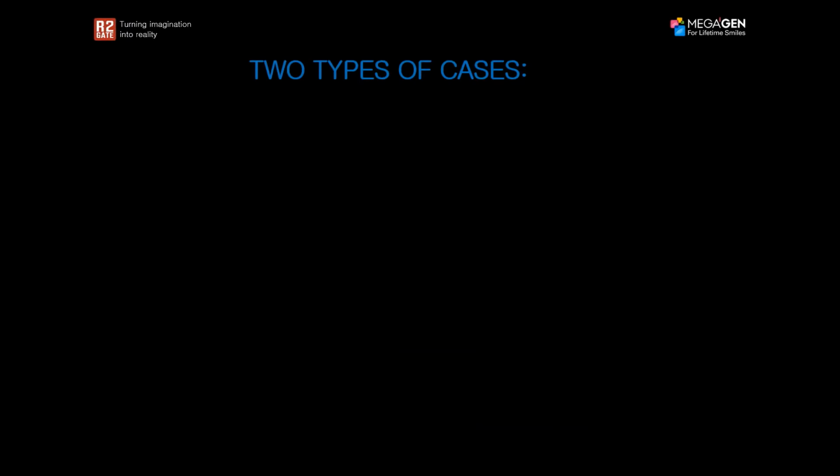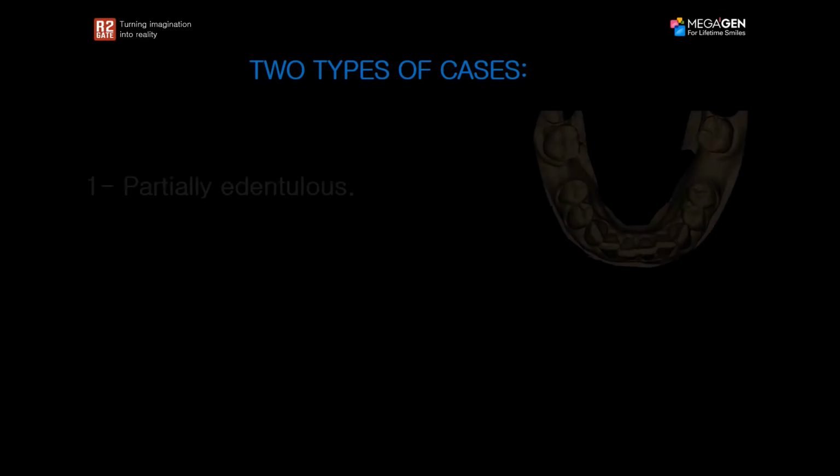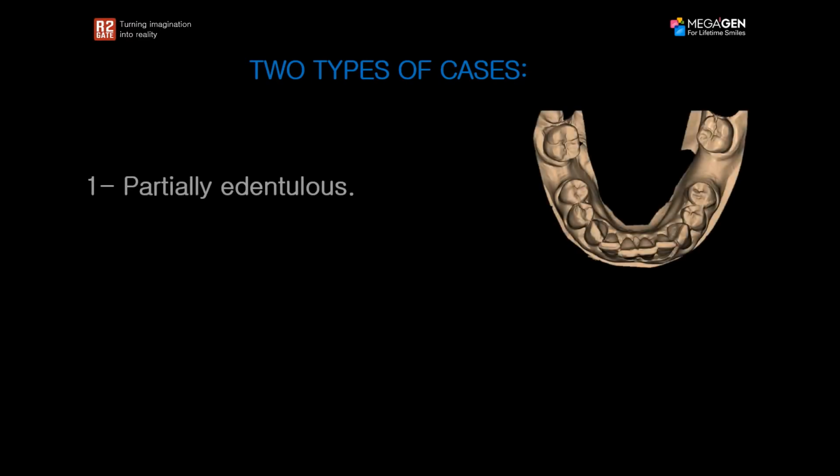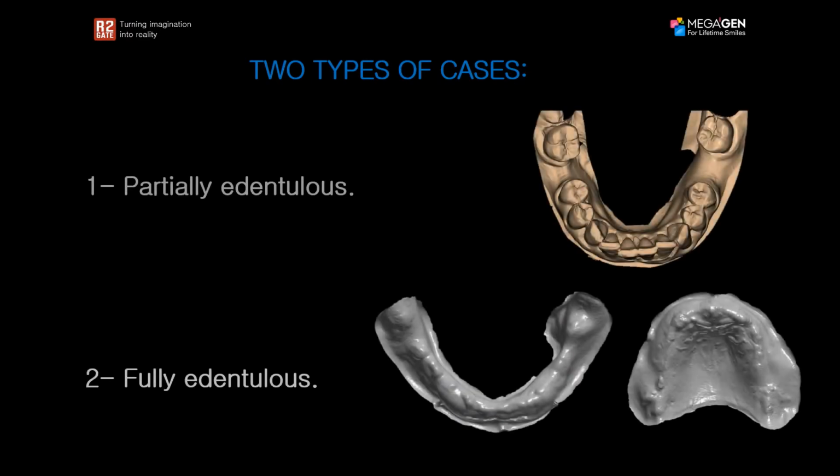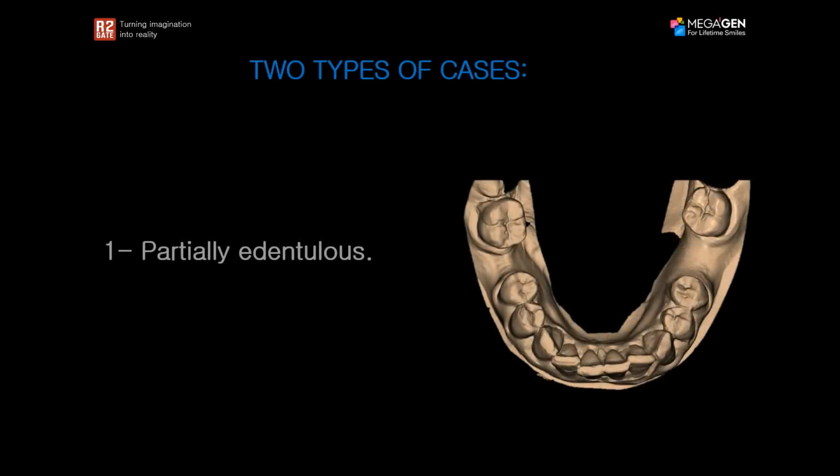Now let's move on to talking about the type of cases and how we can manage each type of case that you get. We have two different types of cases: partially edentulous cases and fully edentulous cases. And in the presentation today, we'll learn about the differences between the protocols for doing guided surgery for a partially edentulous case and for a fully edentulous case. First, let's talk about the partially edentulous cases.